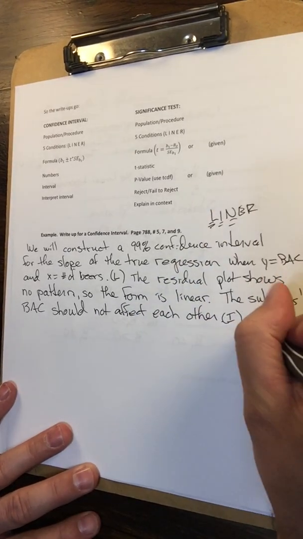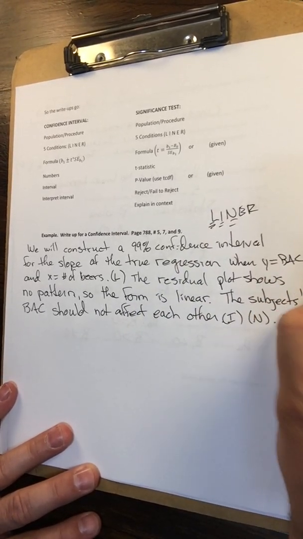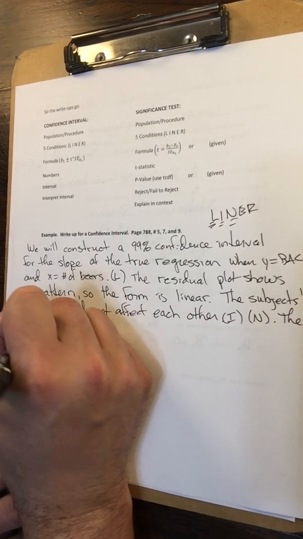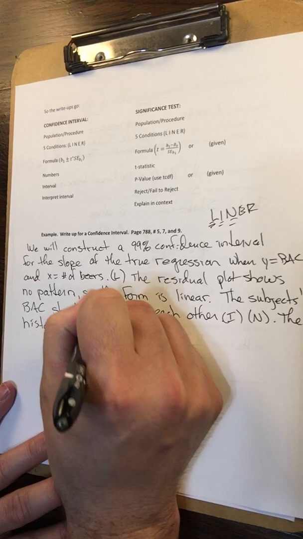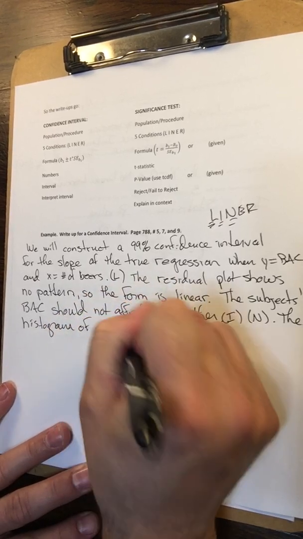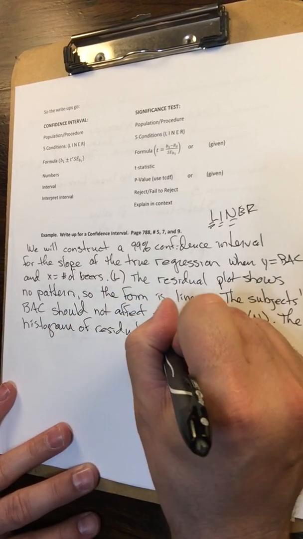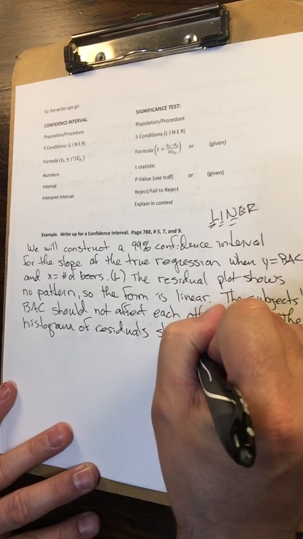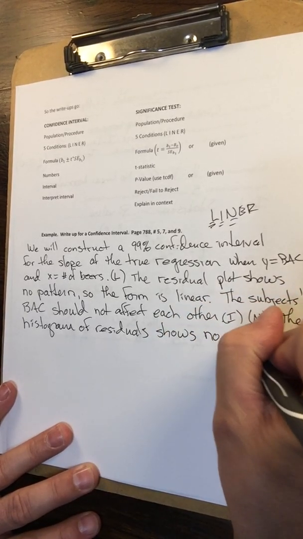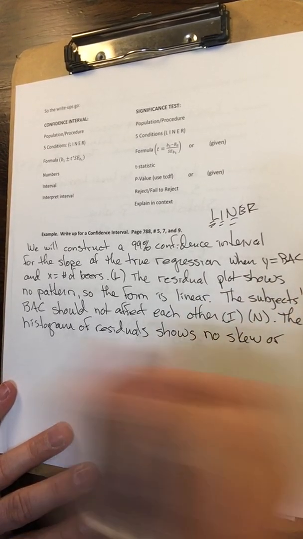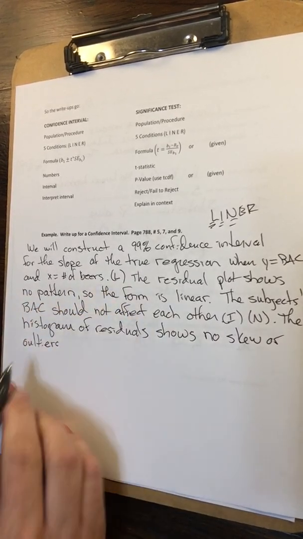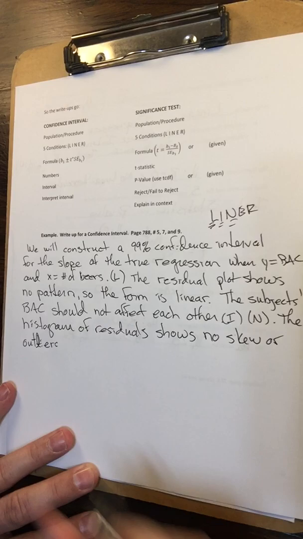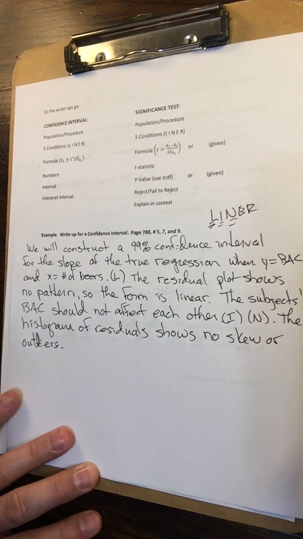Now I'm on to N for the normal condition. The histogram of residuals shows no skew or outliers. Oops. Definitely spelled that right. That's a T and that's an L. My bad. So we're good with the normal condition.